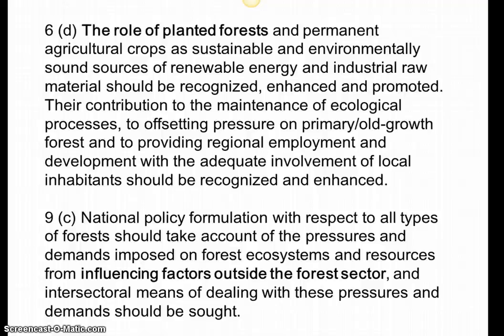And number 9C, national policy formulation with respect to all types of forests should take account of the pressures and demands imposed on forest ecosystems and resources from influencing factors outside the forest sectors. Sometimes we develop quite far from the forest area, but the impact, although it is far, you can see suddenly the forest died because of maybe the pollution from the city, or maybe because of the water table change, maybe because of construction. So this one also has to be taken into account.